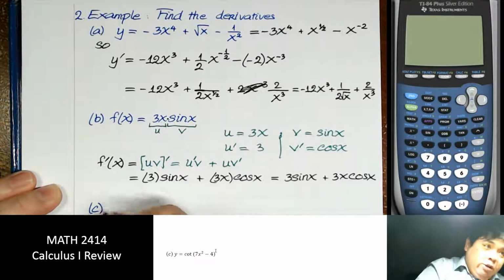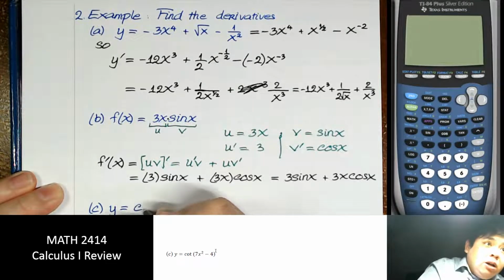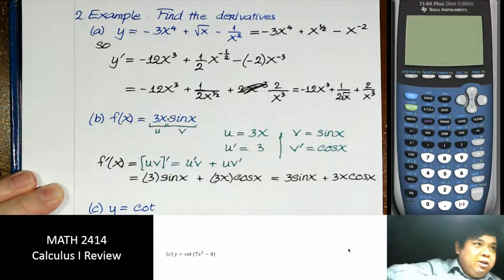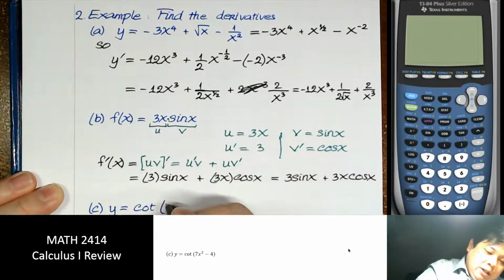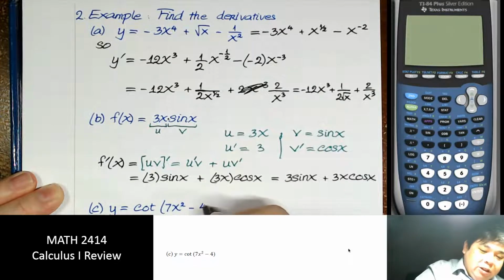Next, the derivative of cotangent of 7x squared minus 4.